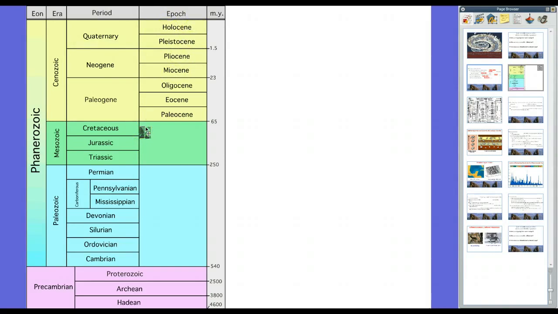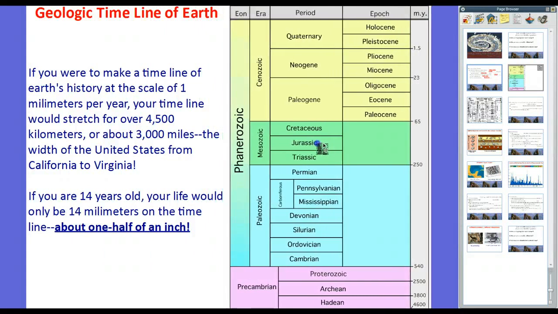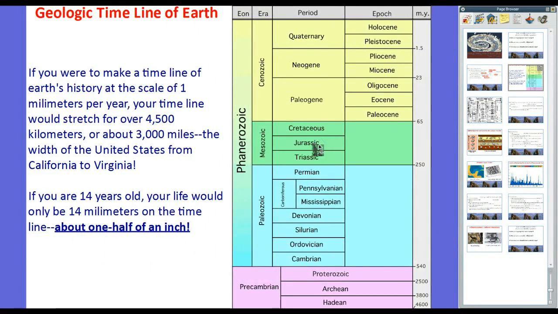Now, when we talk about the time, 4.5 billion years, how long is it? It sounds like a lot, but how much is it? Well, if we were to put this into a scale model where 1 millimeter would be equivalent to 1 year, your timeline would stretch over 4,500 kilometers, which is about 3,000 miles. Essentially, the timeline of Earth would stretch from California at the Pacific Ocean all the way to Virginia and the Atlantic Ocean. So essentially, the width of the United States would be the geologic timeline of Earth. That sounds pretty big.